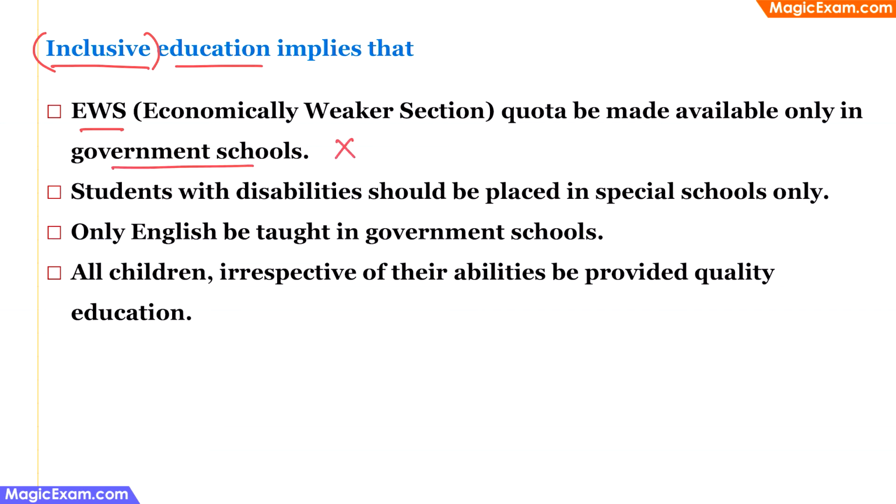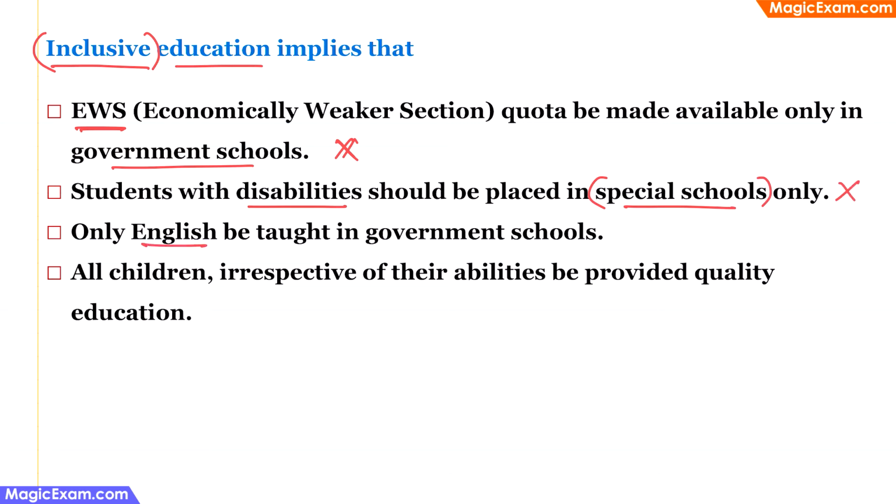This is an incorrect statement, because irrespective of the background of the children, they should all get an opportunity to study in any school, that is government schools or private schools, and EWS quota is applicable in private schools and aided schools also. Therefore, this statement is incorrect. Next, students with disabilities should be placed in special schools. Again, all students, irrespective of their ability or disability, should be allowed to study in the same schools and not just special schools. Therefore, this is also incorrect.